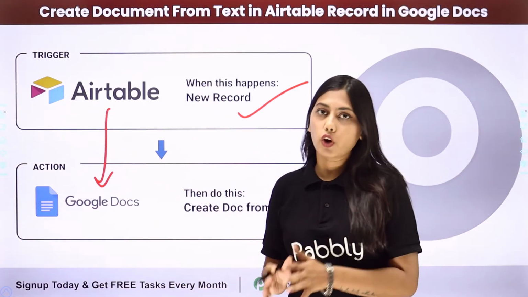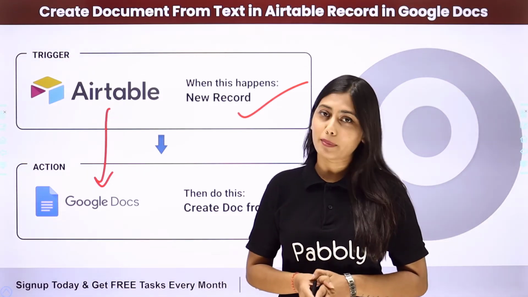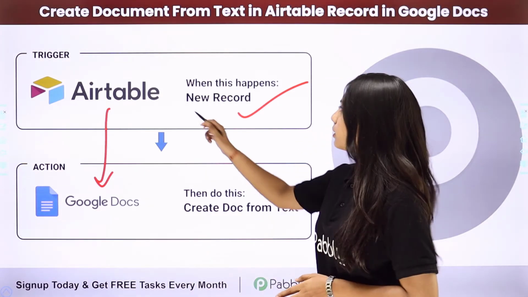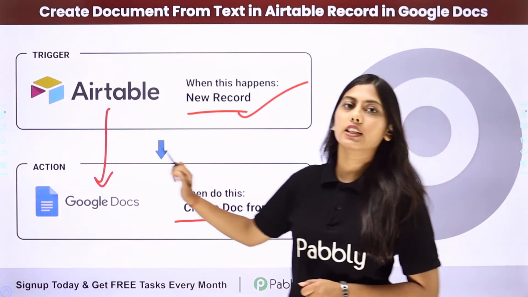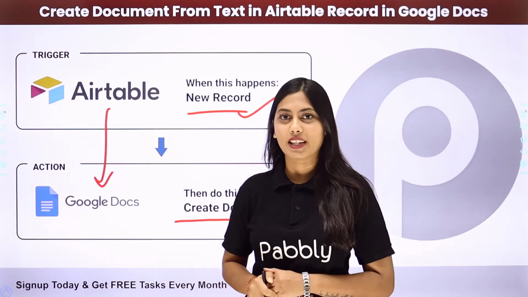So in this automation that we are going to create using Pabbly Connect, our trigger will be the new record in Airtable and our action will be to create a doc from text in Google Docs. Let us learn how to do that.